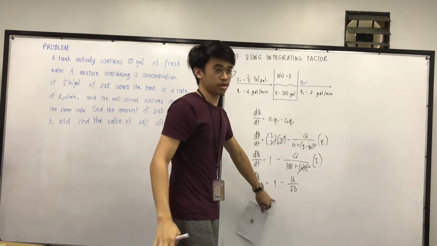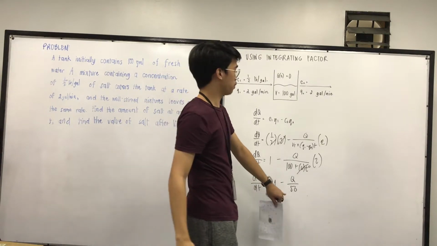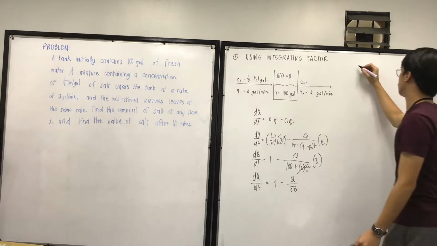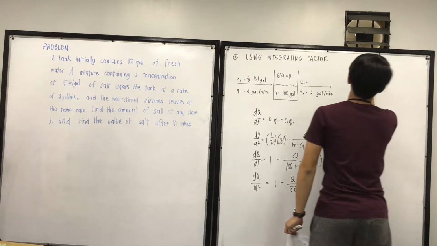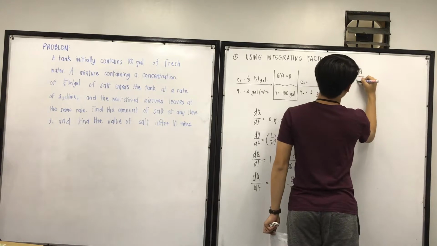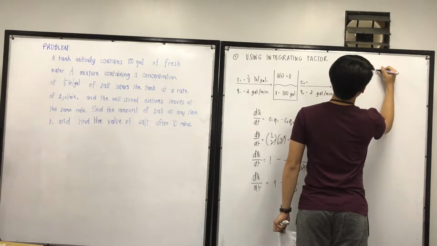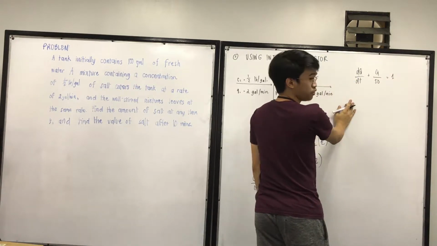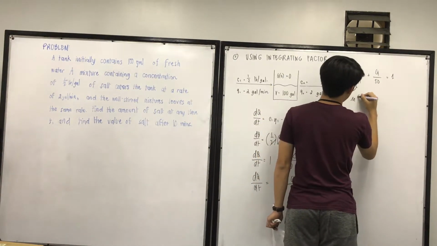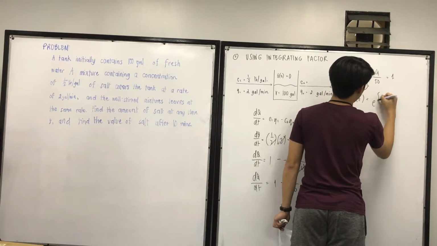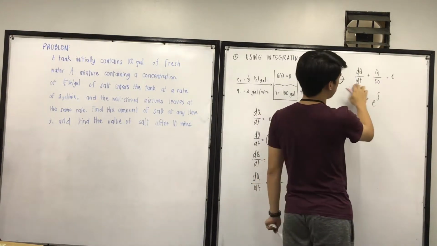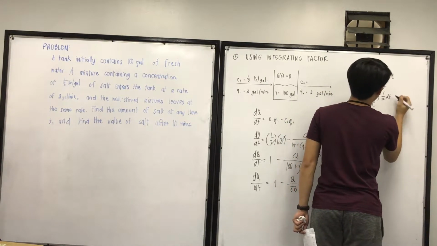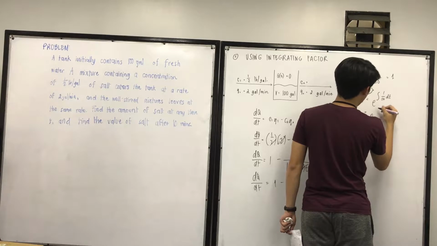So as you can see, we can derive this to form a standard equation of linear ODE: dq over dt plus q over 50 is equal to 1. So we get the mu of t, which is equal to e raised to the integral of p of t. The p of t in this case is 1 over 50, so integral of 1 over 50 dt. By simplifying, we will be given 1 over 50t.